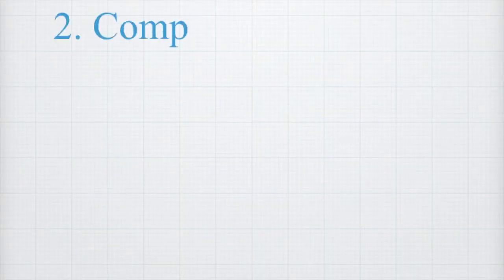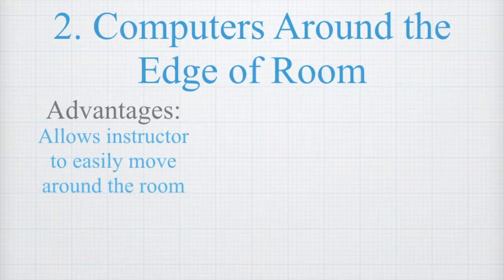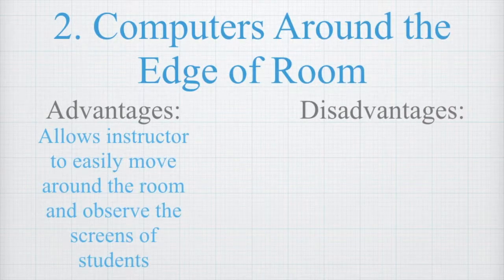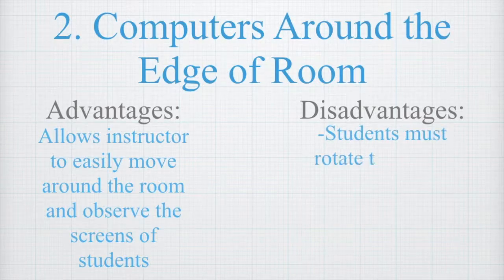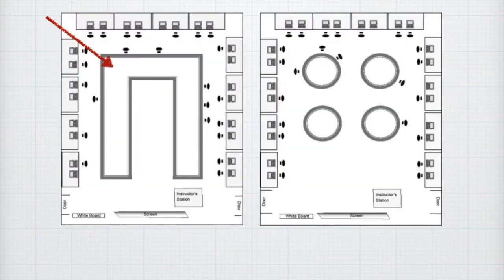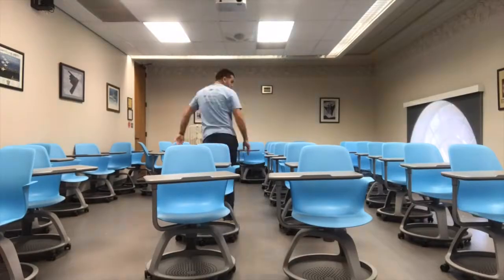The second type of design is when the computers and desks are around the edges of the room. While this arrangement allows for the instructor to easily move around the room and observe the screens of students, there are multiple disadvantages for the students. Students must rotate their seats to see the board during lectures, which makes it hard for them to take notes, and also have a hard time collaborating with each other. Variations of this style include putting desks in the middle of the classroom, which, depending on the shape of the table, can allow students to spread out or have easier collaboration.